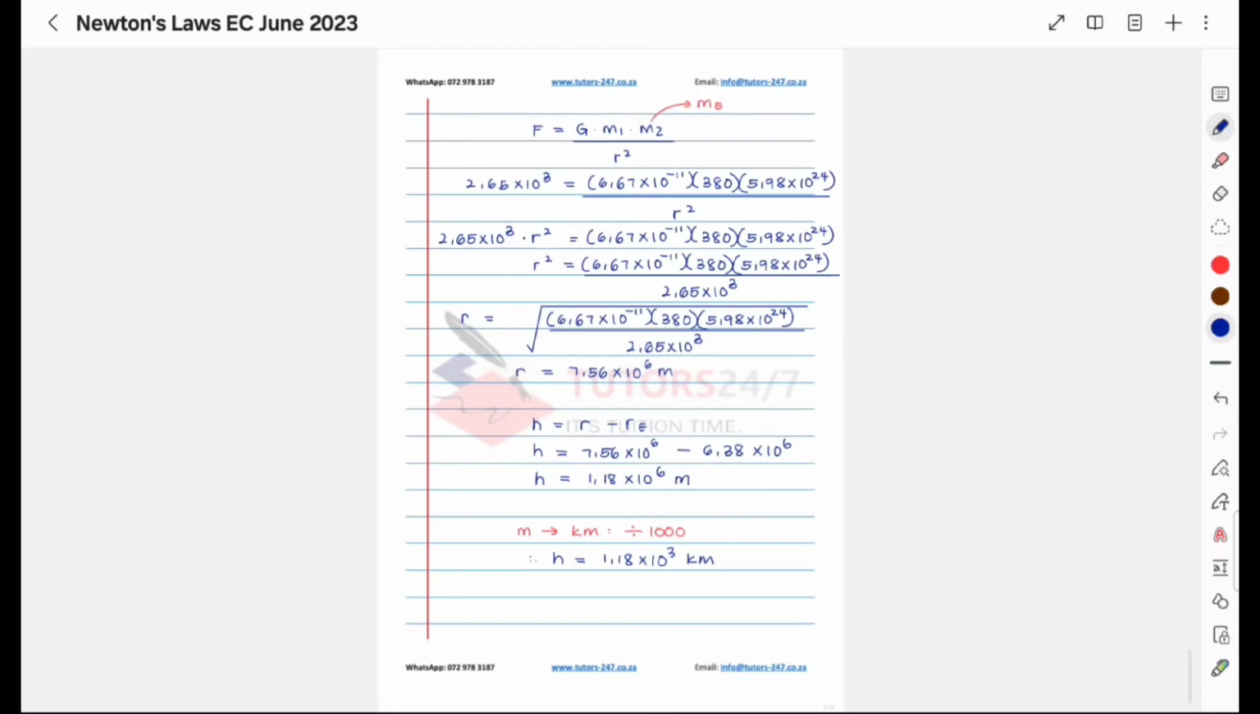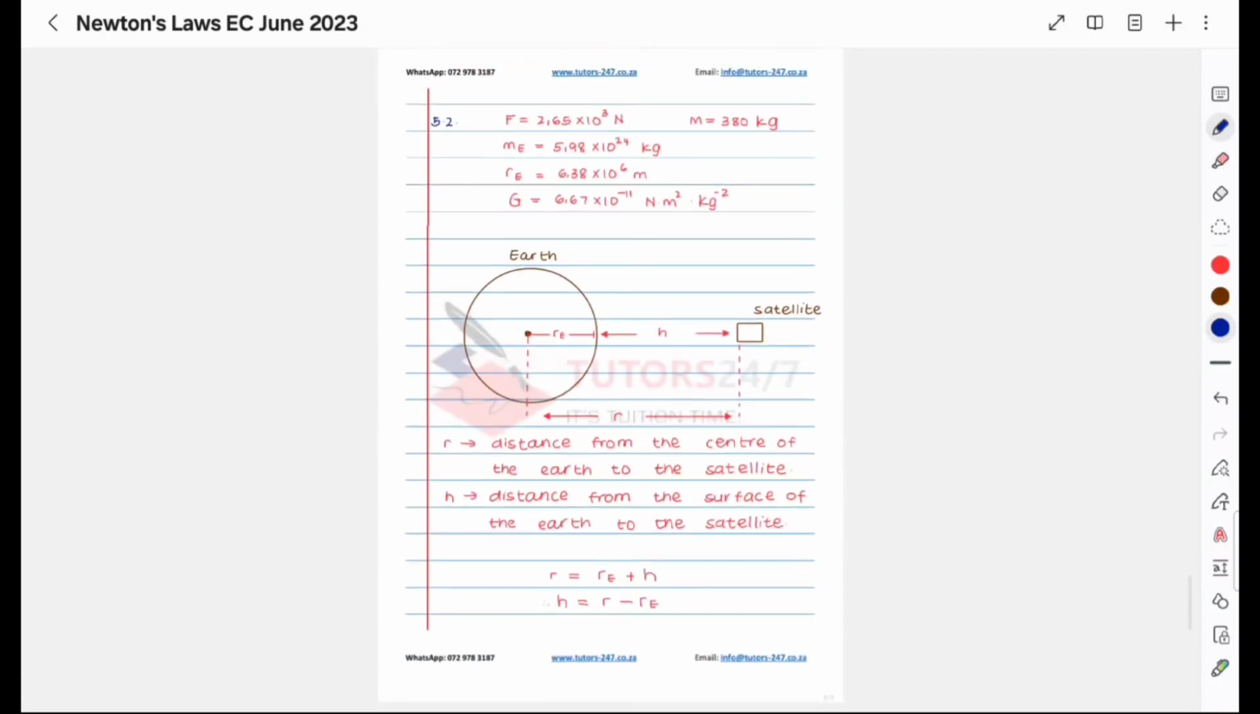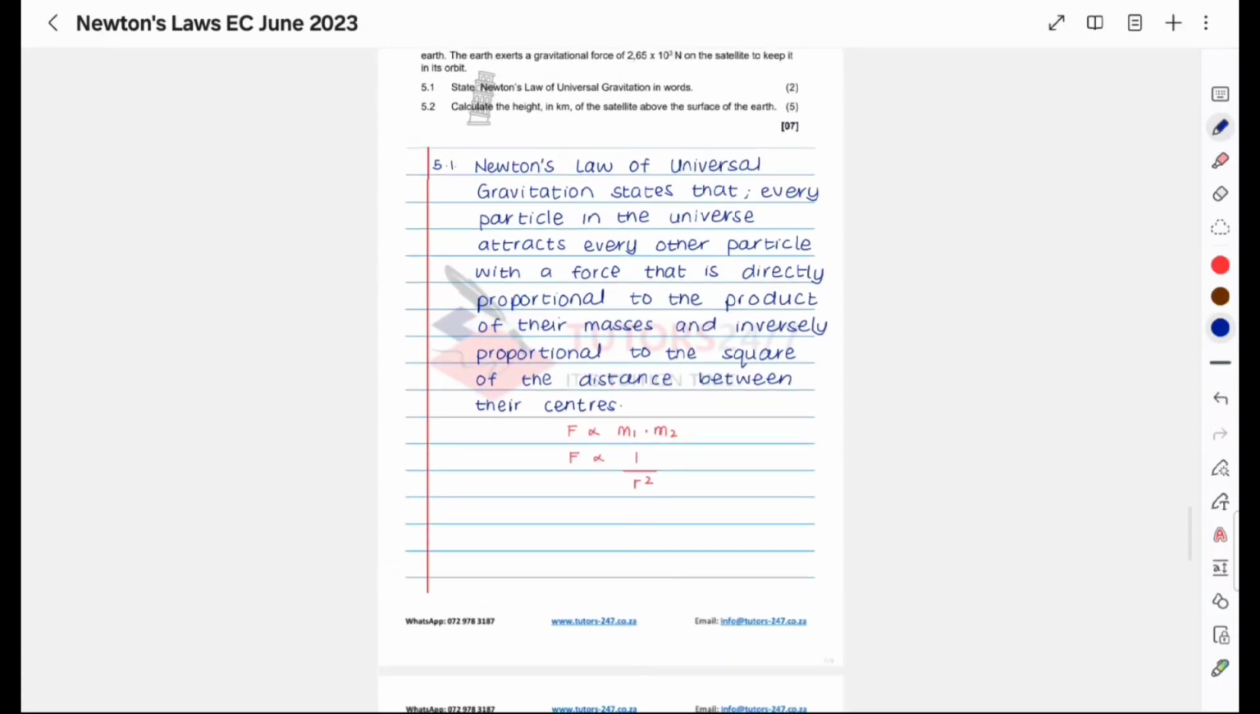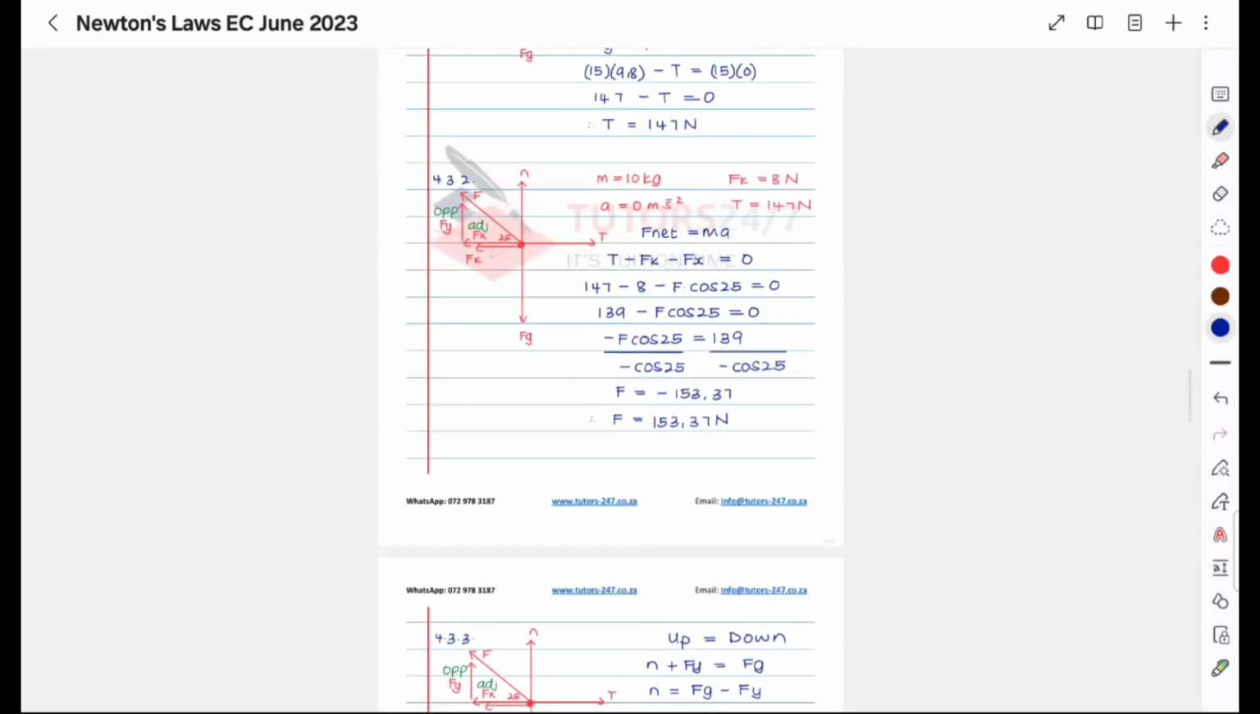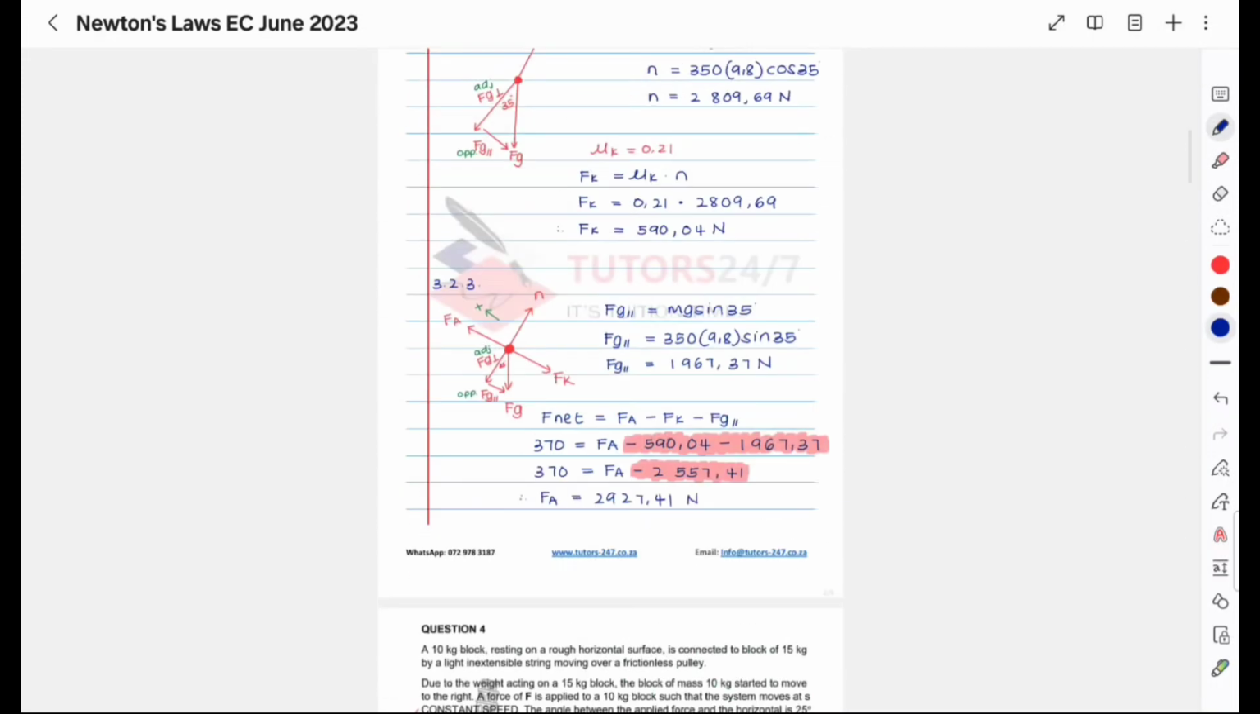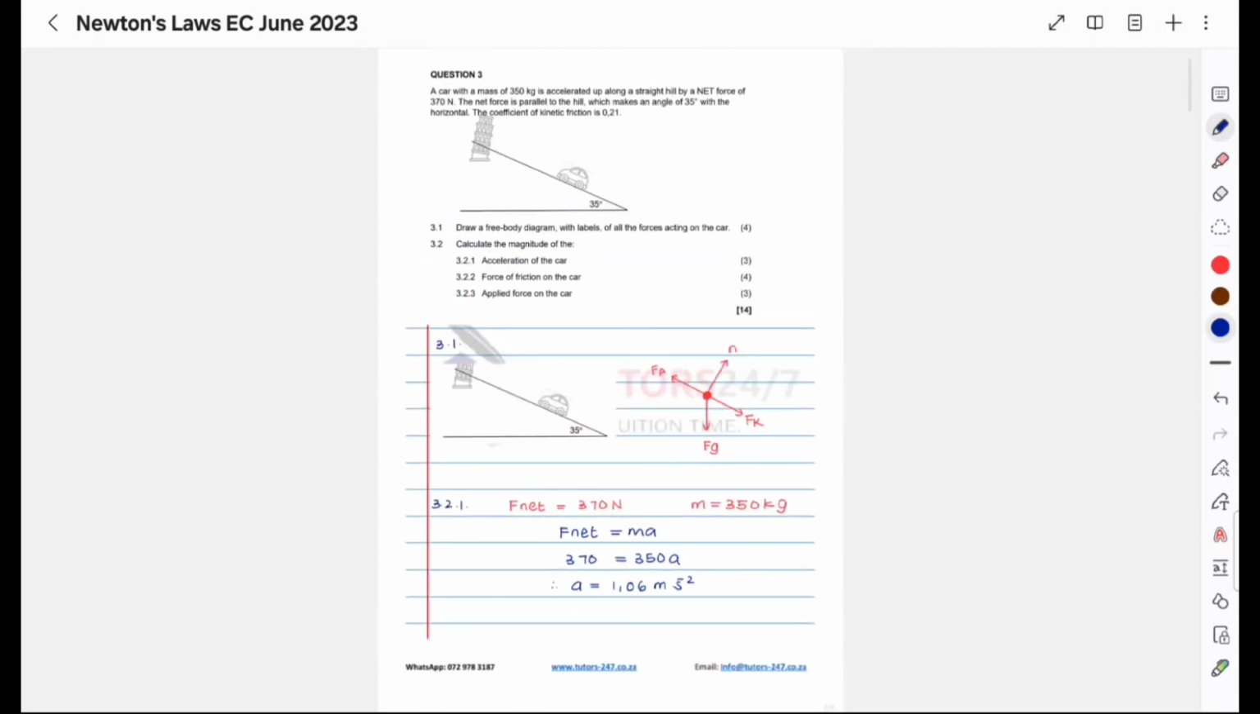So that is it. That is the last Newton's laws question from this Eastern Cape June 2023 exam paper. We went through question 3, 4, and 5.